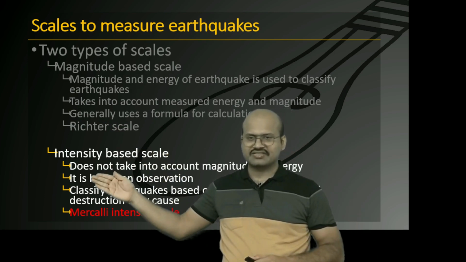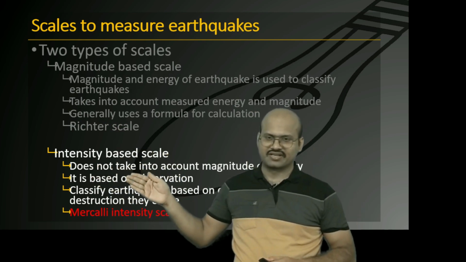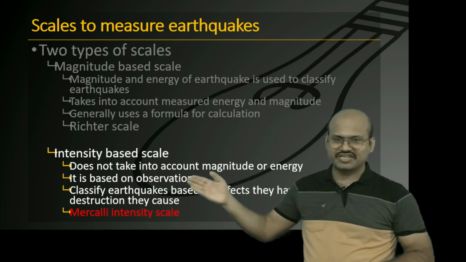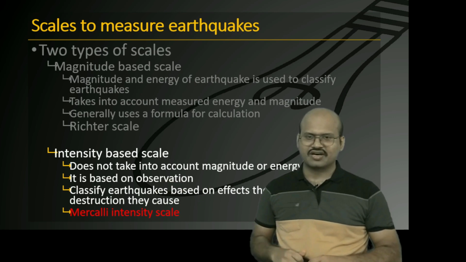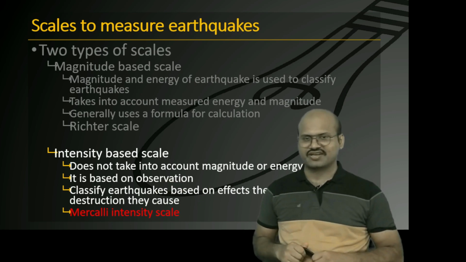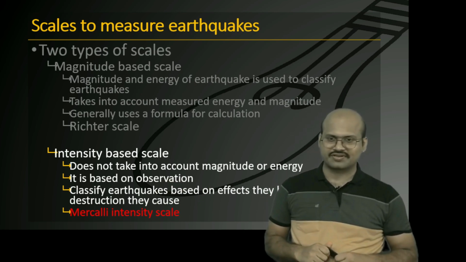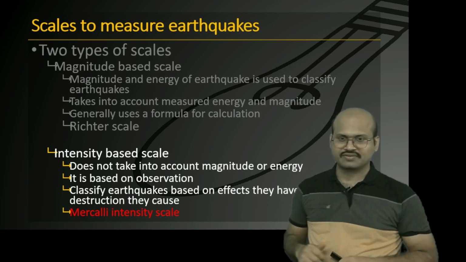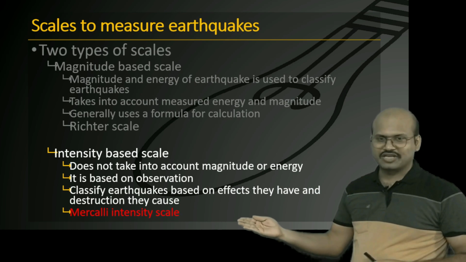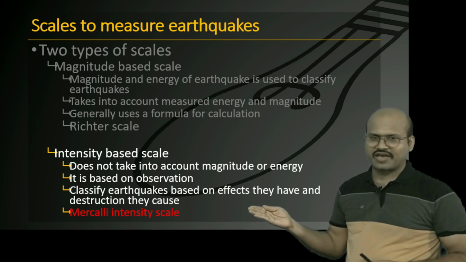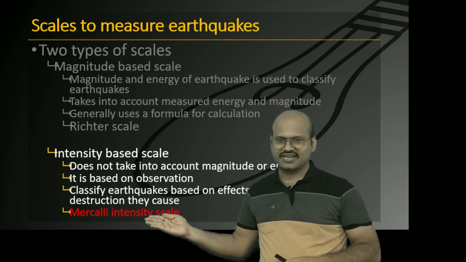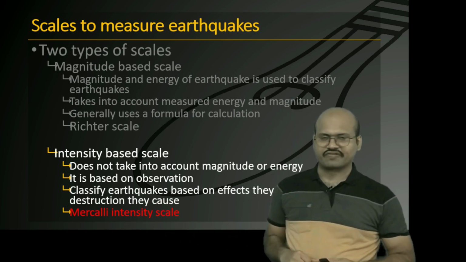There is another scale which is called the intensity based scale. Here we do not take into account the magnitude or energy, but it is based on observations. Here we see how much destruction is done, how many buildings have collapsed, and other effects of the earthquakes on the surface of the earth. Classification is based on the effects the earthquake has had on the surface of our earth. The Mercalli intensity scale is an example of this kind of scale.